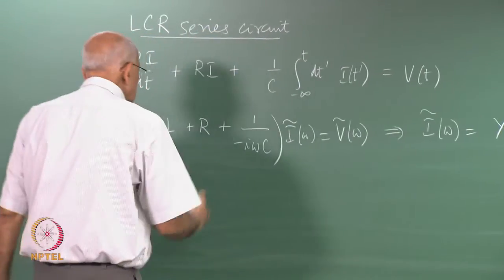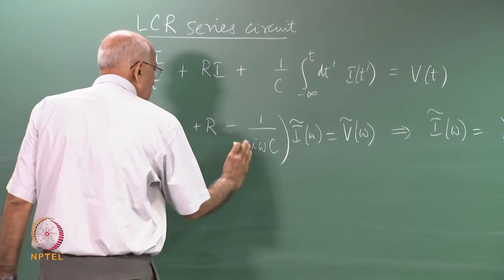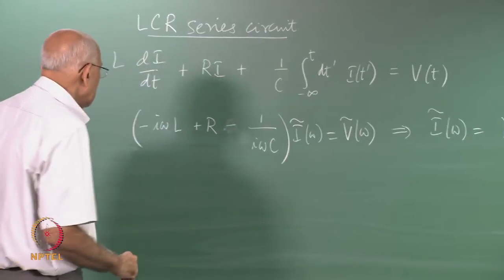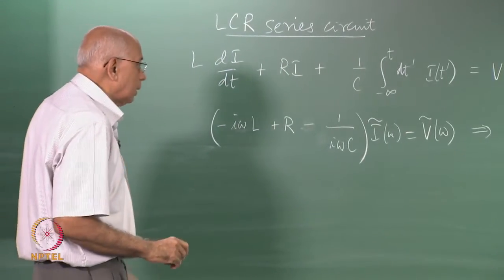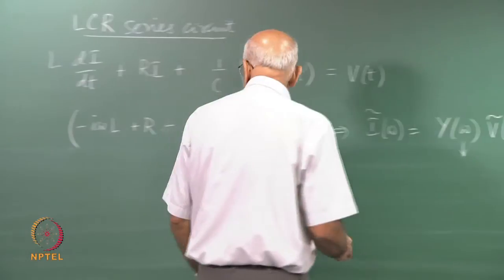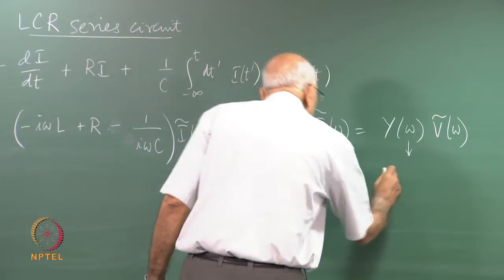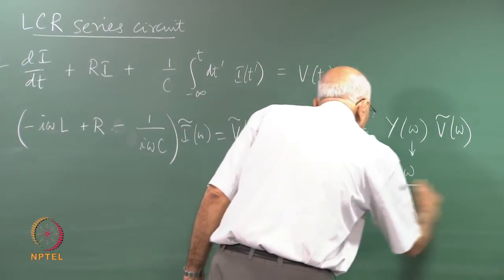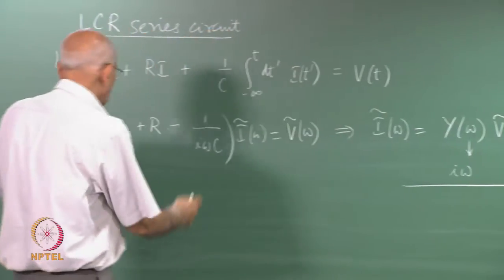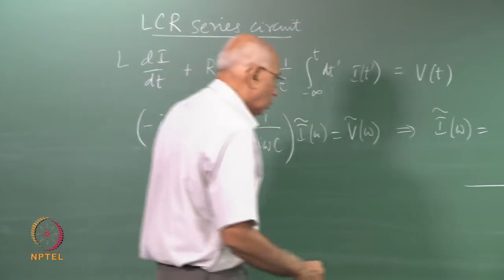So, let us do the following, let us write this as minus and write it in this form and multiply through by i omega. So, this y tilde of omega is going to be an i omega divided by this i omega multiplies and gives me omega squared.